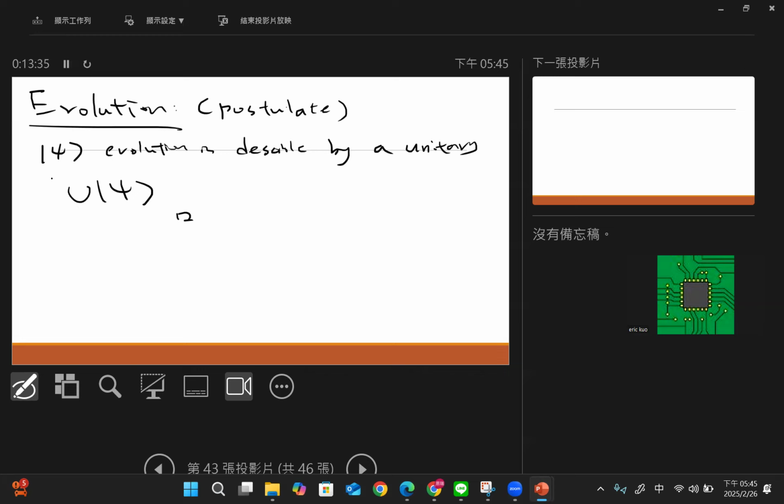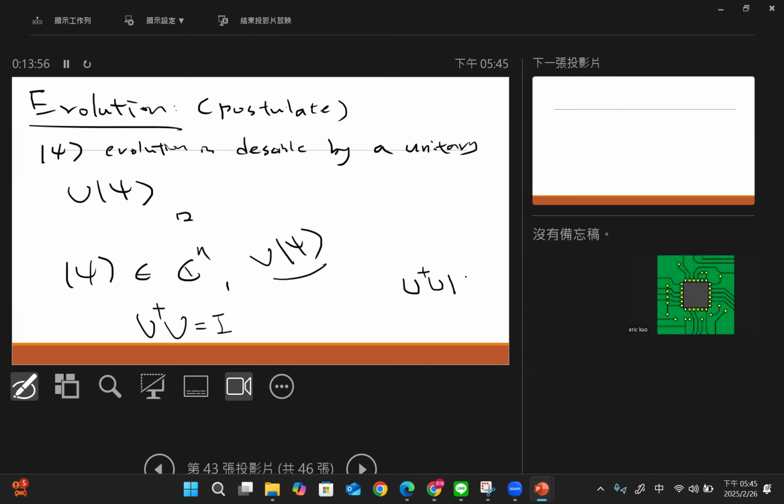And why unitary? Because this psi should be viewed as an n-dimensional complex vector, up to the identification. So U psi should preserve the length. Everyone knows that a unitary preserves the length of a complex vector, because the definition of unitary is that U dagger times U is identity. So now I will keep using bracket notation, and the length is the same.